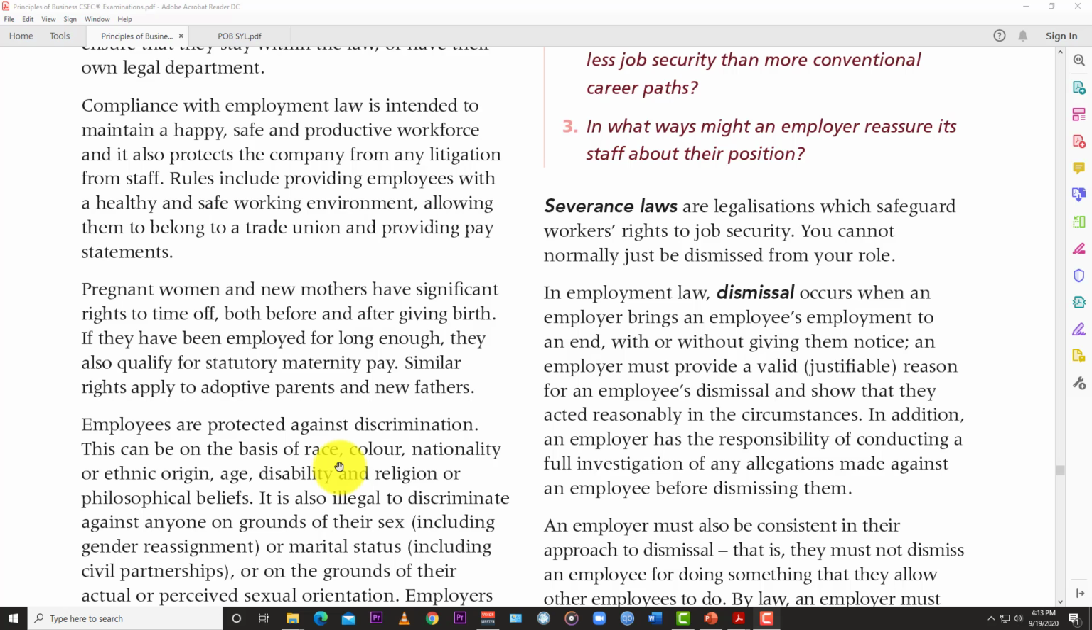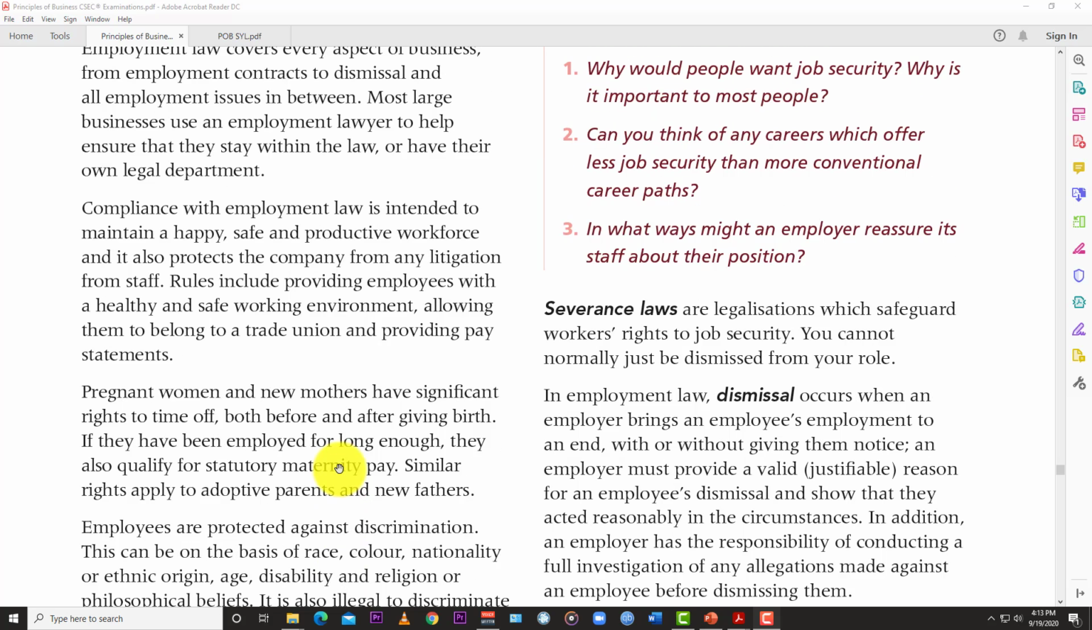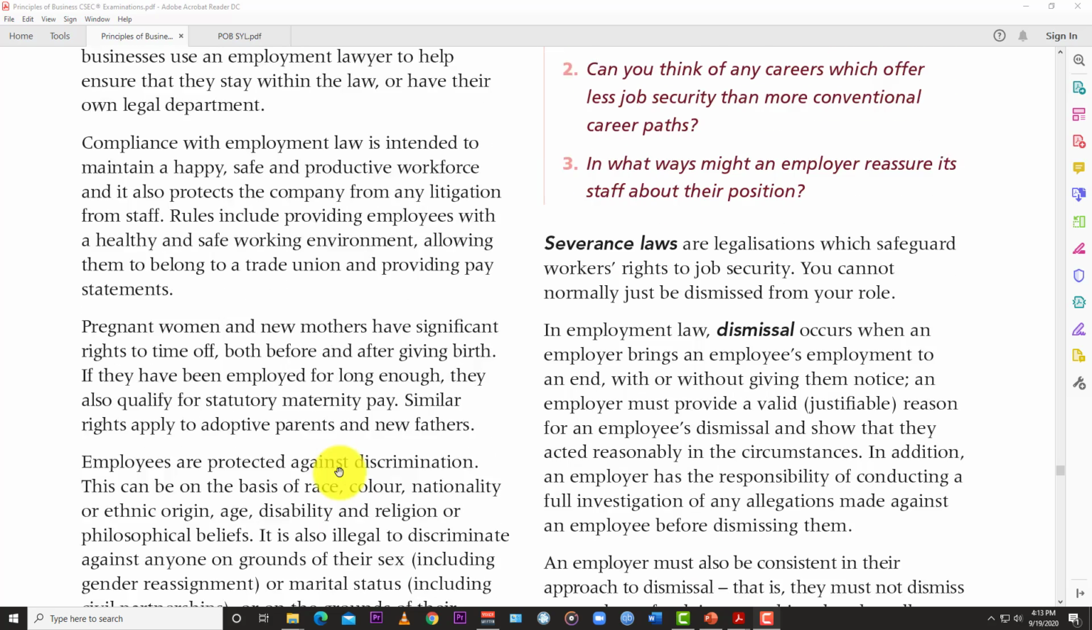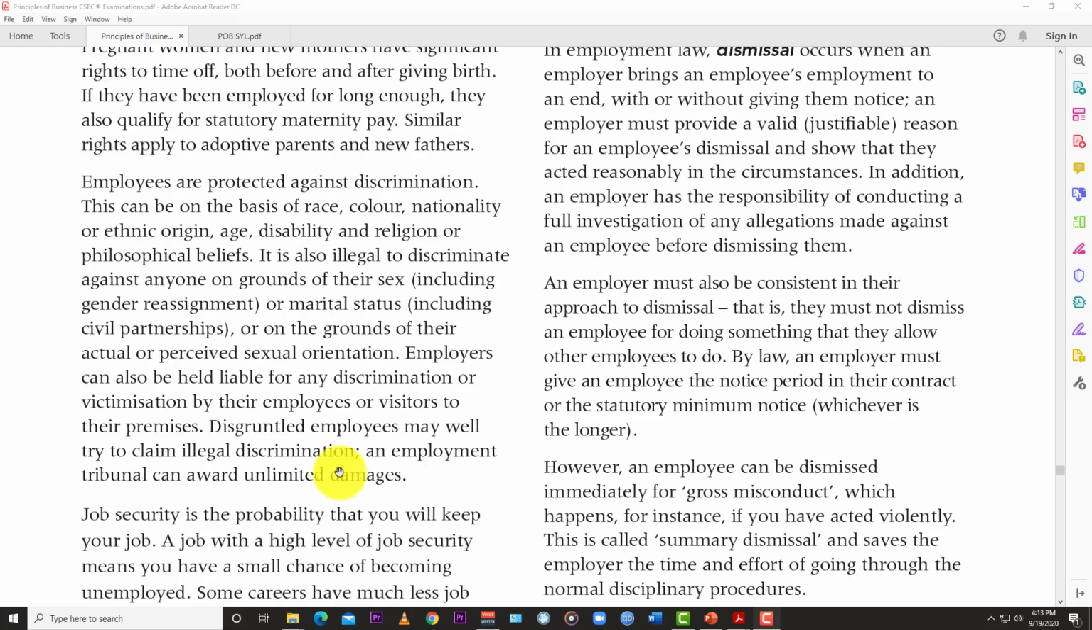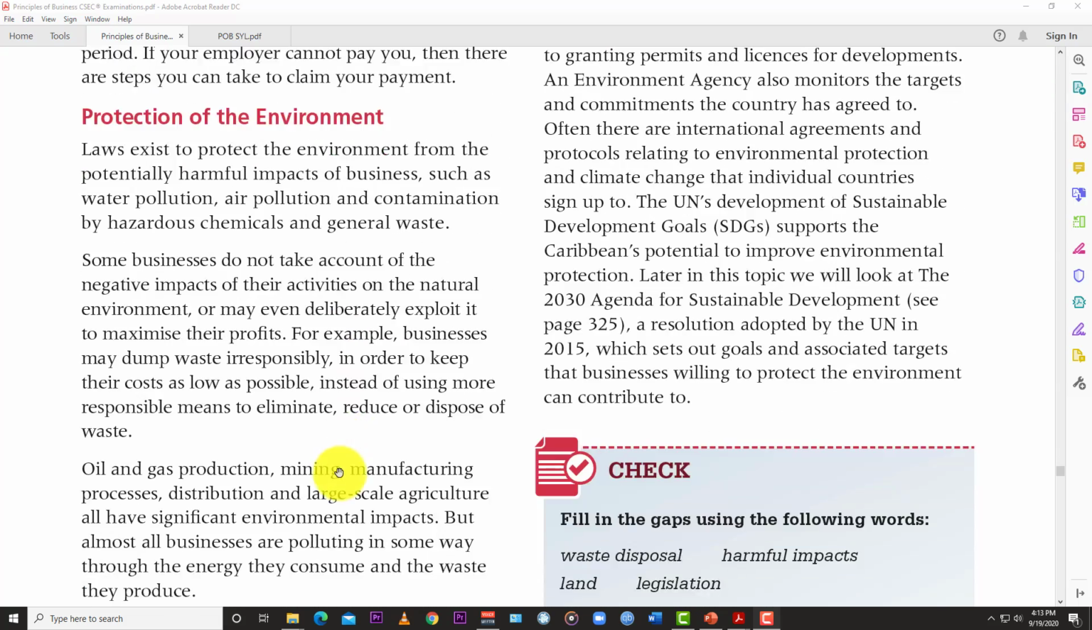Alright, there need to be justifiable reasons why somebody chooses to fire you, and all that is because the government has laws in place that would protect all of us here as it relates to workers. Then, of course, laws are also in place to protect the environment. The government has to protect the environment. The environment is key to ensuring that we have a safe and healthy general population.